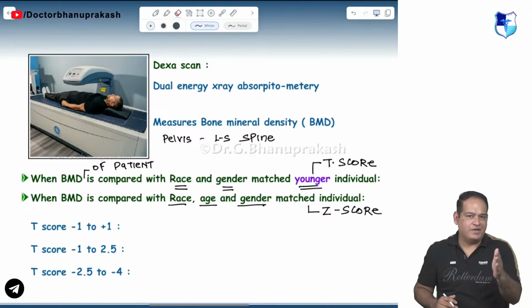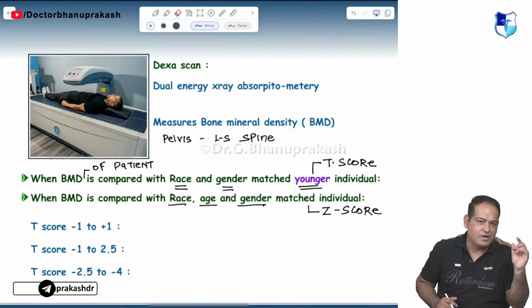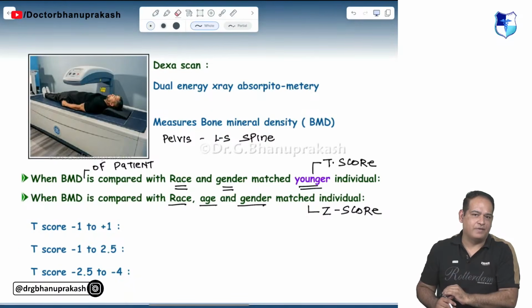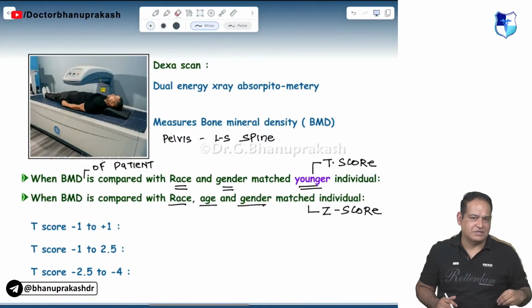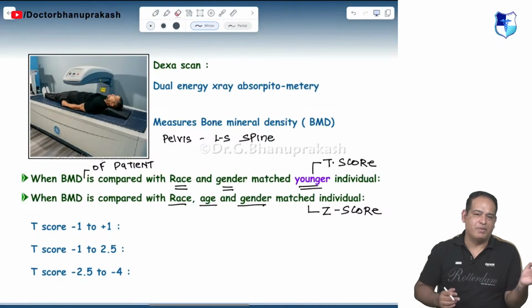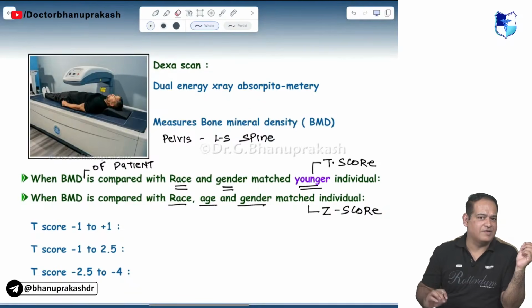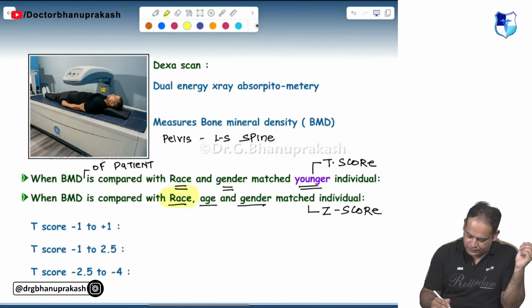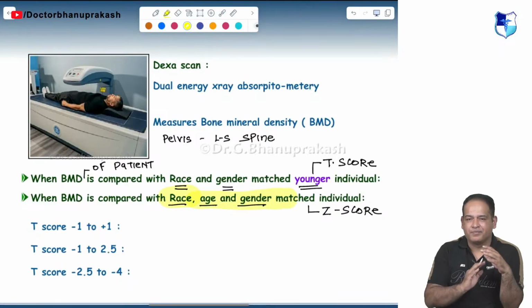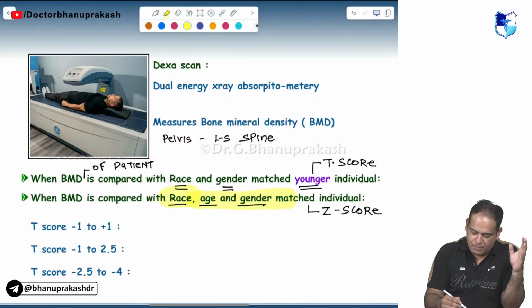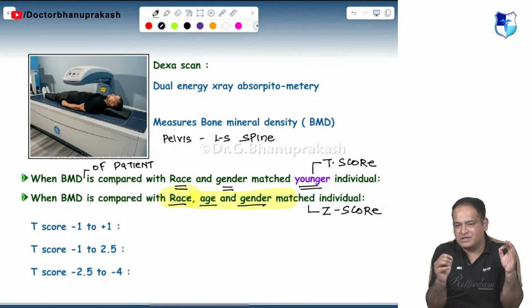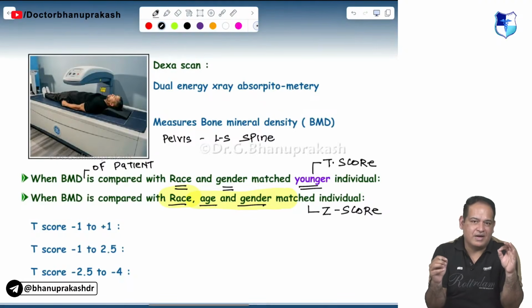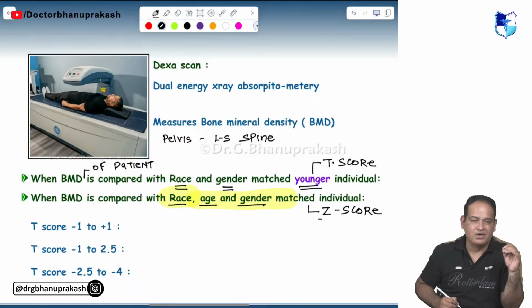Z-score. A, B, C, D, E, F. When you read ABC, Z comes at the end. In the end, everyone is equal. You are playing chess. The queen is very powerful, the king is very powerful. When the chess is over, everyone is put into one box. So in the end, everything is equal. So in the Z-score, race, age, and gender are all equal. When you compare the bone mineral density of your patient with someone of the same age, race, and gender, you get the Z-score.